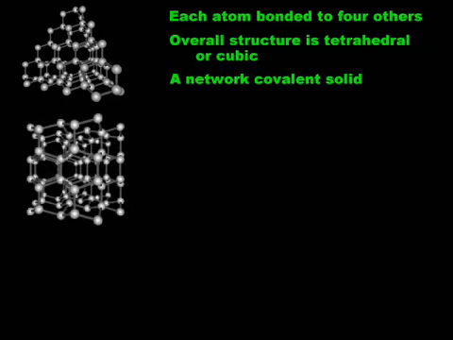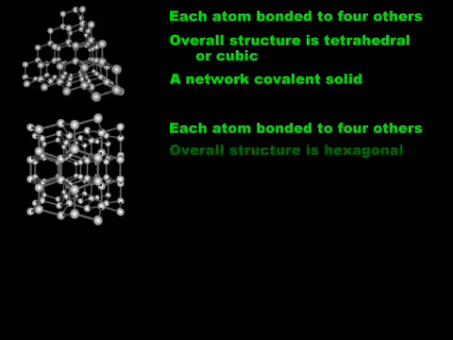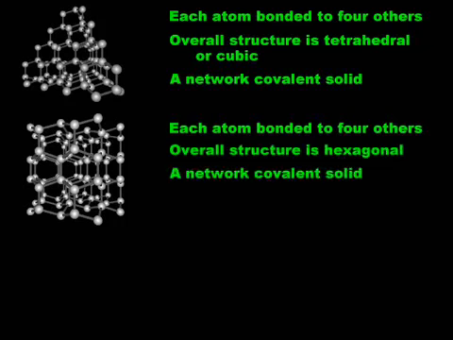Lonsdaleite is the hexagonal form of diamond. As in diamond, each carbon atom is connected to 4 others in a tetrahedral arrangement. However, these tetrahedra are arranged to give a hexagonal or 6-sided structure. Like diamond, Lonsdaleite is a network covalent solid.